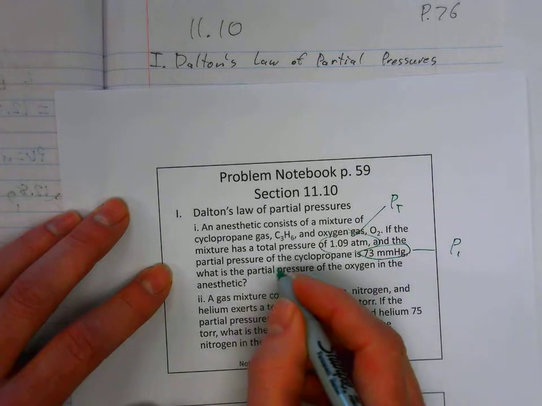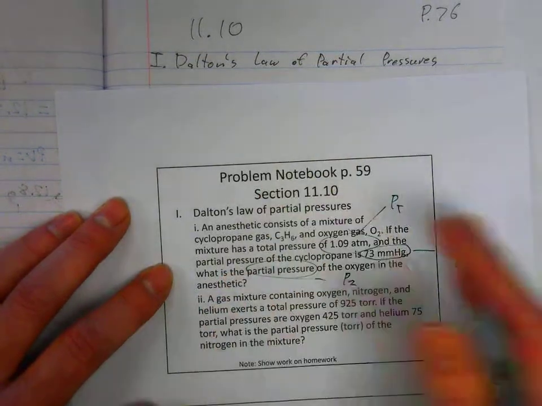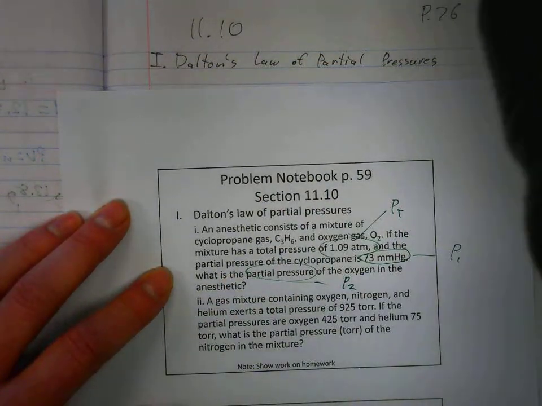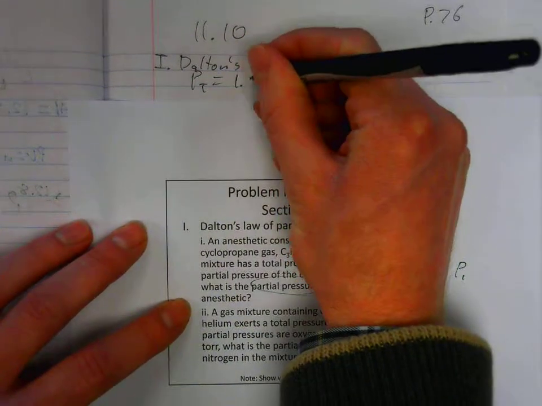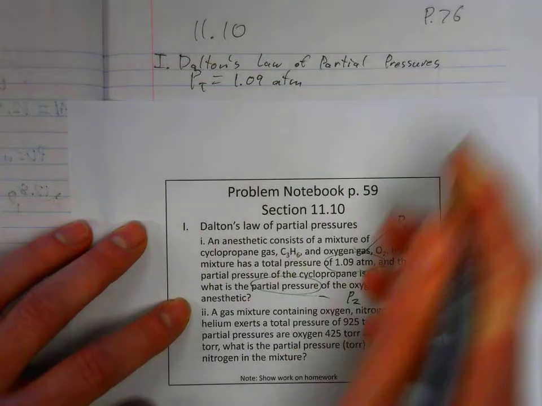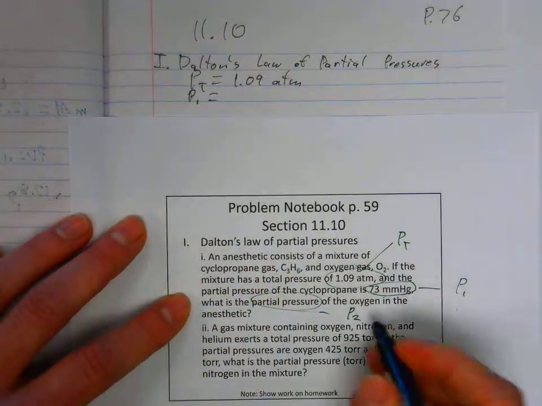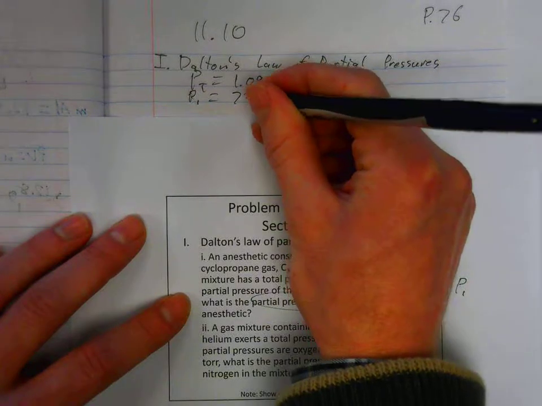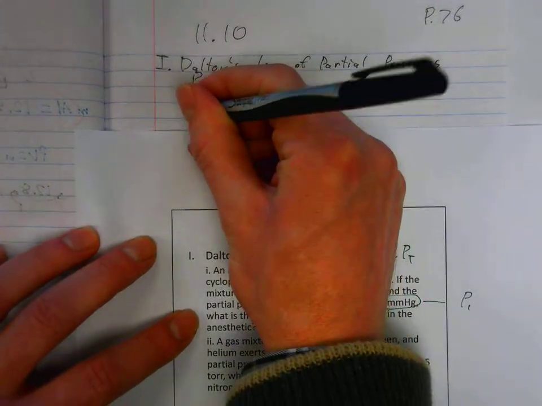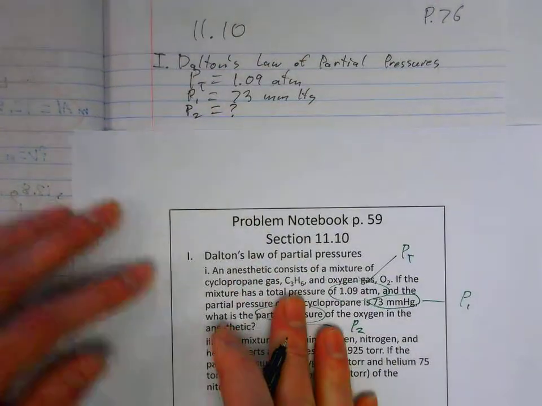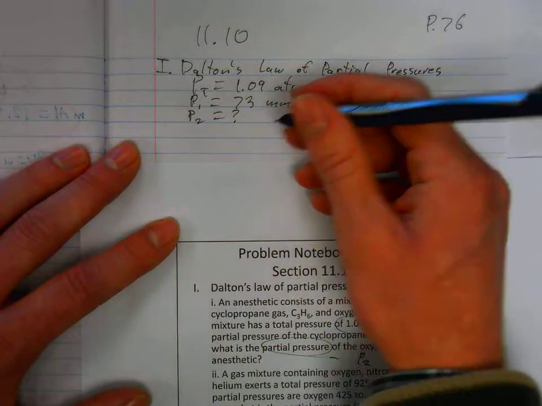Now we can list each of those. P total is 1.09 atm, and P1, which is 73 millimeters of mercury, and the unknown is P2. So the formula for Dalton's law tells us that P total is P1 plus P2.